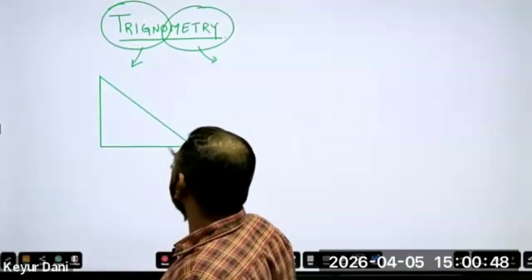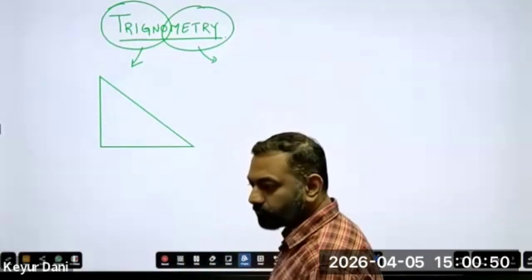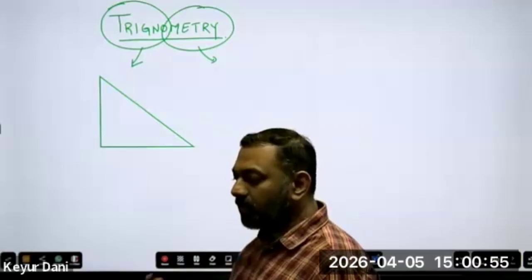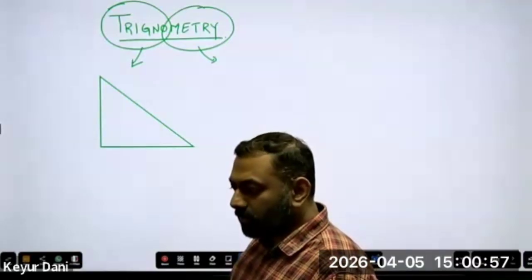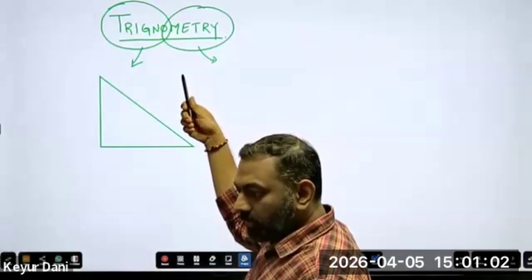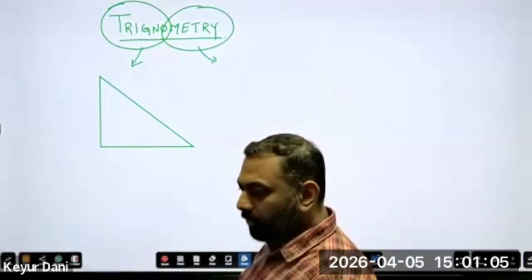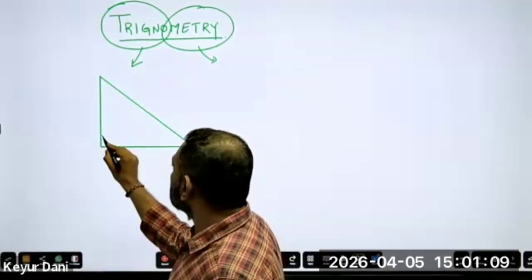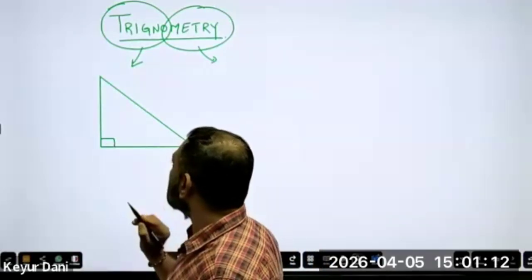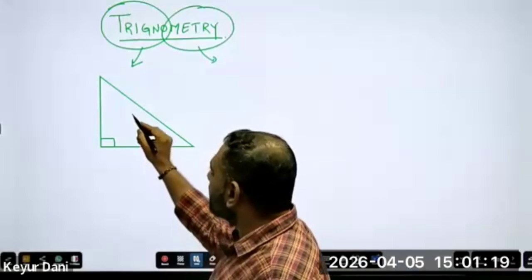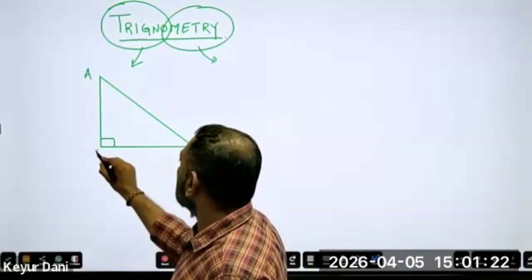So let us say we draw a triangle, and we learn more about the triangle. Metry in Greek means to learn more about it. So to learn more about a triangle is called trigonometry. All right. Now, what do we know till now about trigonometry? This is a right angle triangle. Am I right? Yes.